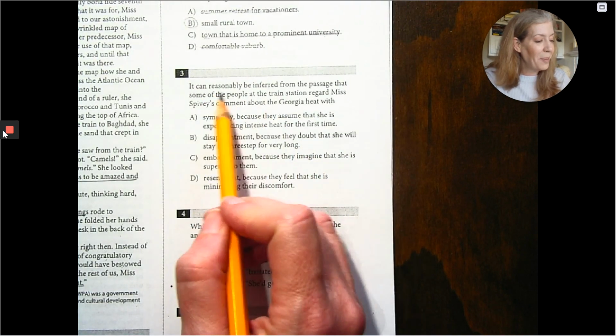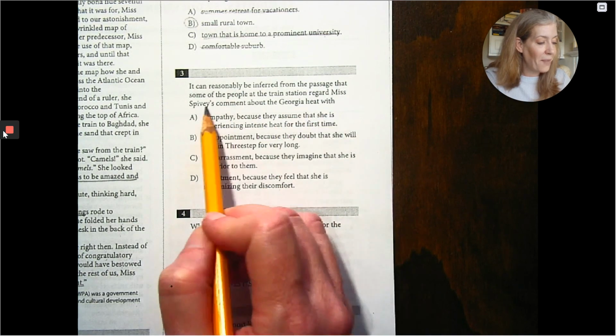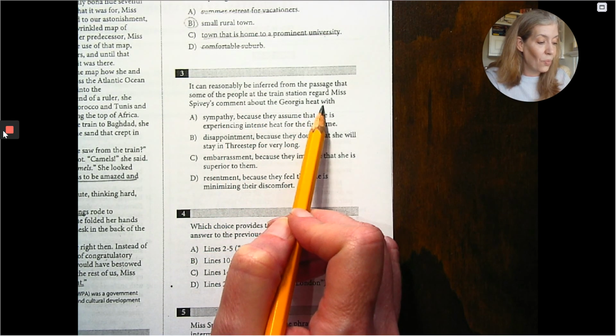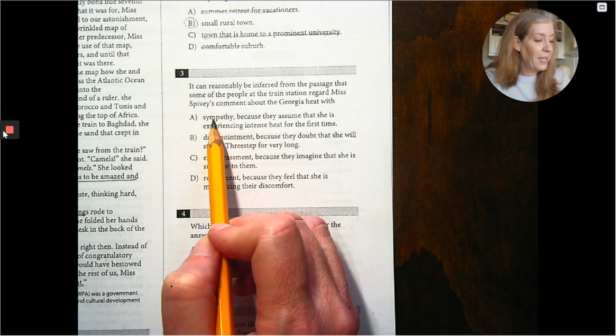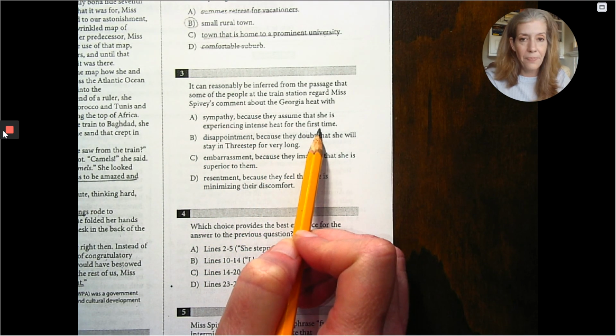It can be reasonably inferred from the passage that some of the people at the train station regard Miss Spivey's comment about the Georgia heat with sympathy, because they assume that she is experiencing intense heat for the first time. Possibly, I'm going to keep that one.